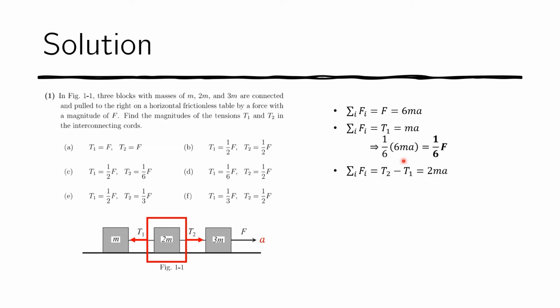But we already know what T1 is, right? T1 is mA. And so we just move T1 to the other side and replace it with mA. And so we are left with T2 equals 3mA. And again, 3mA is 1/2 of F, which is 6mA. And again, that is consistent with letter D out here. Therefore, the answer to this problem is letter D.